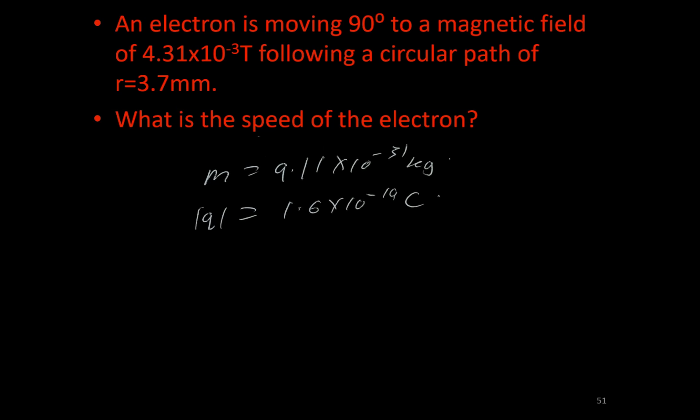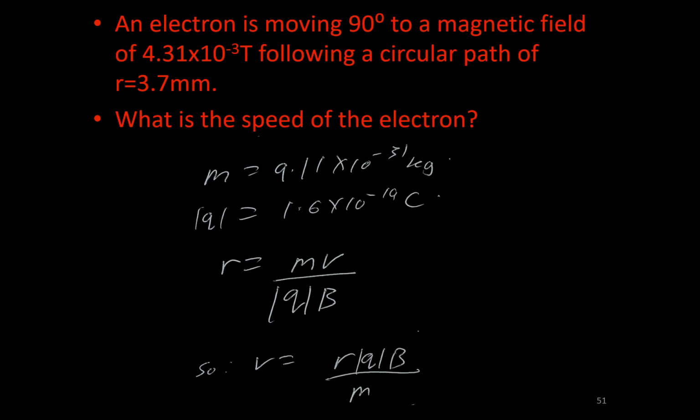We've got the mass, we've got the charge here given because it's basically an electron. So we've got a mass of 9.11 times 10 to the minus 31 kilograms and q of 1.6 times 10 to the minus 19 coulombs, where r is mv over qB. What's the speed of the electron? Well, v is rqB over m.